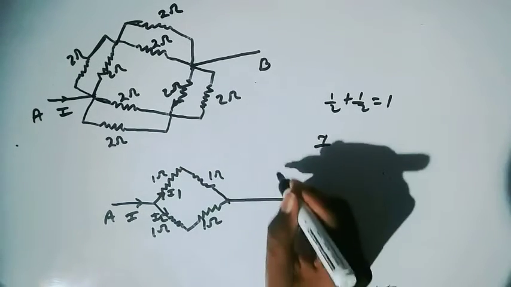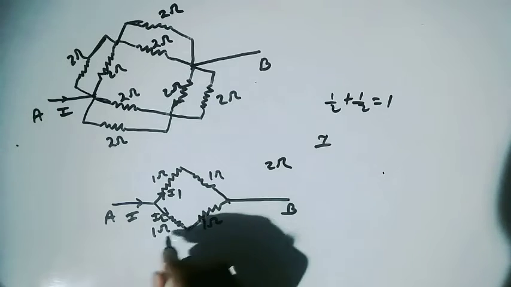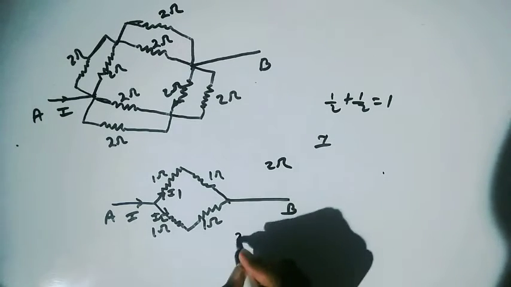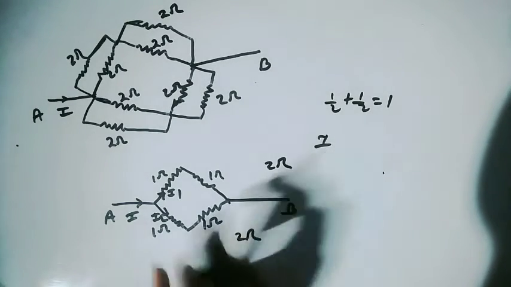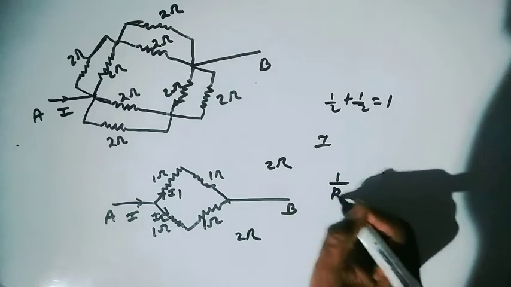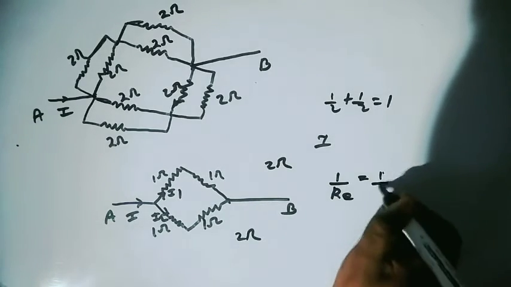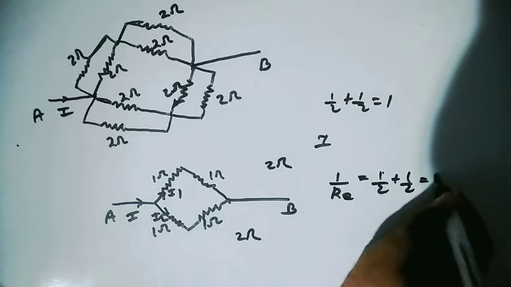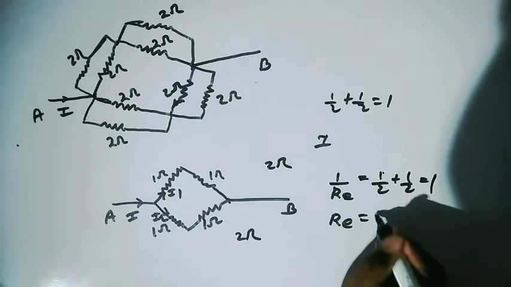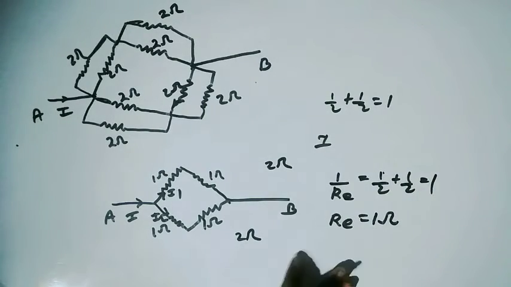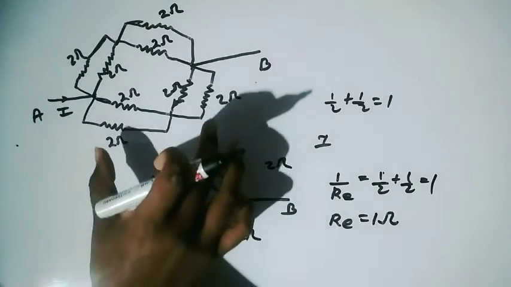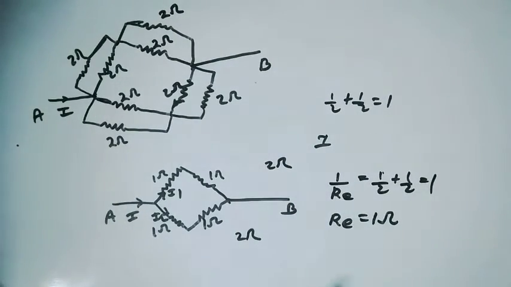So 1 plus 1 is 2 ohm, and the combination of this is also 2 ohm, and these two are in parallel. So 1 by R equivalent is equal to 1 by 2 plus 1 by 2, which is 1. So R equivalent is equal to 1 ohm. So the equivalent resistance of this is 1 ohm.